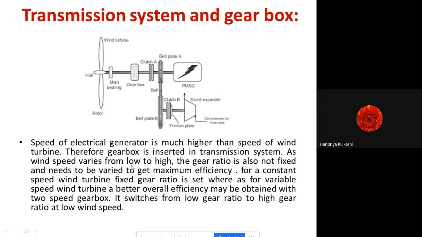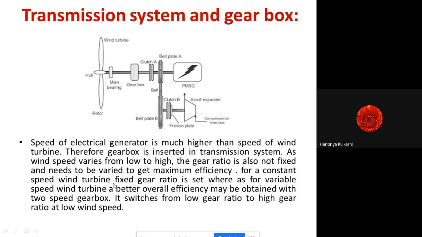As wind speed varies from low to high, the gear ratio is also not fixed, but varies. If wind speed is low, accordingly we adjust the gear. If wind speed is high, again the gear ratio is changed so that we get better speed at the generator. Because only if that much speed is there will it generate the power. Minimum speed we have to maintain.